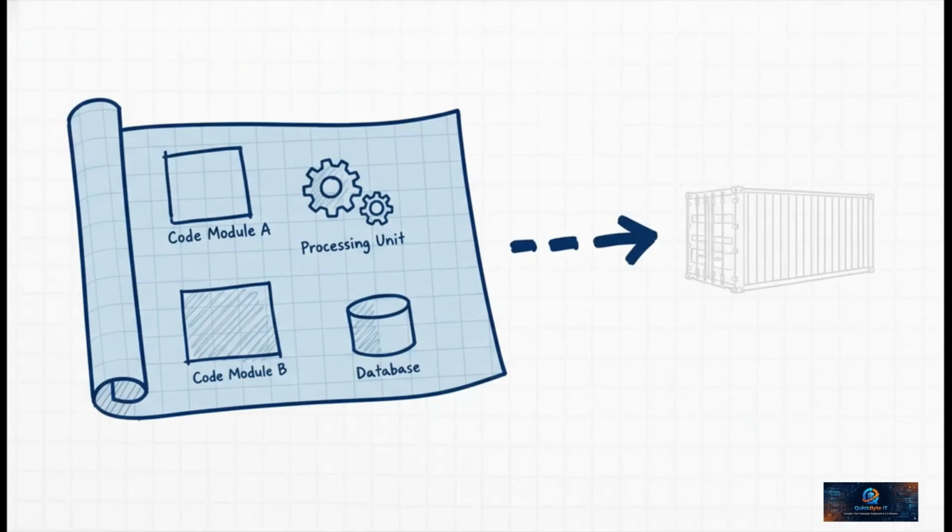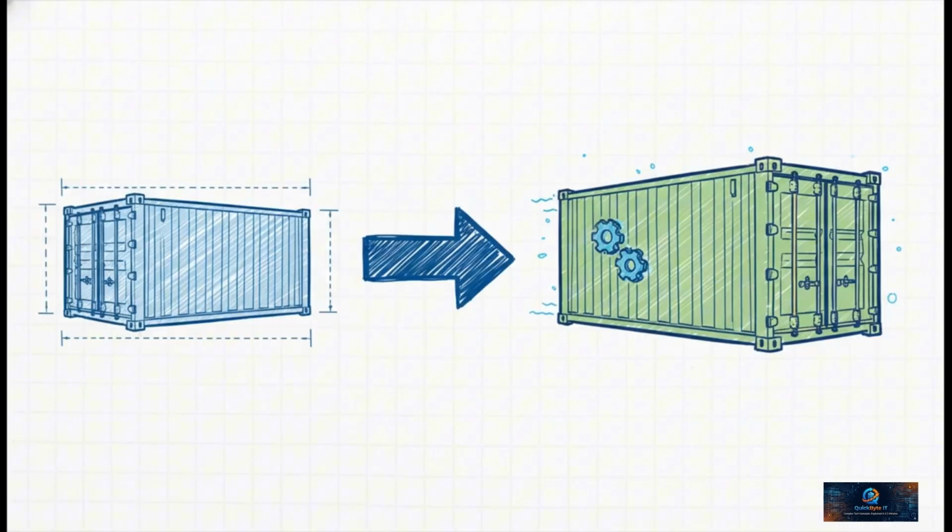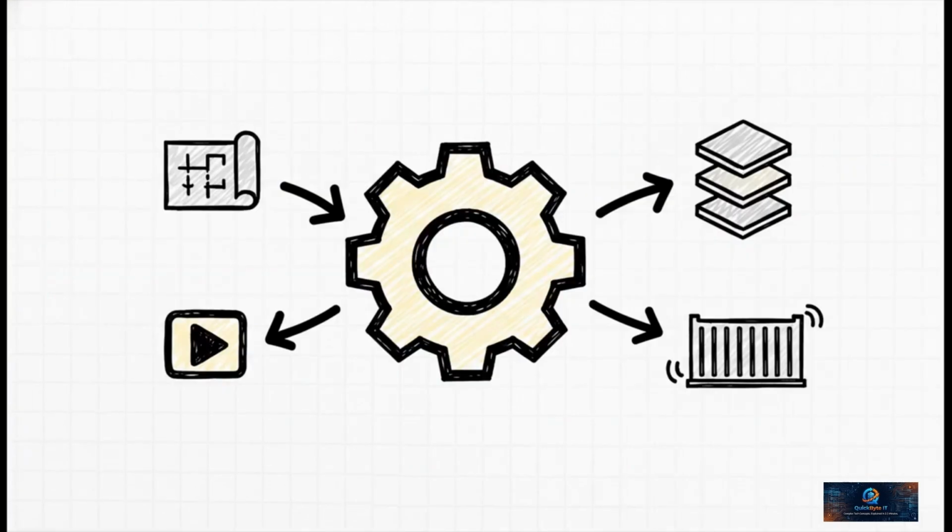First up is the image. Think of it like a read-only blueprint or a recipe for your application. Then, when you run that image, it becomes a container. That's the live, running version of your app. And the daemon? That's the background service that manages everything, making sure it all just works.